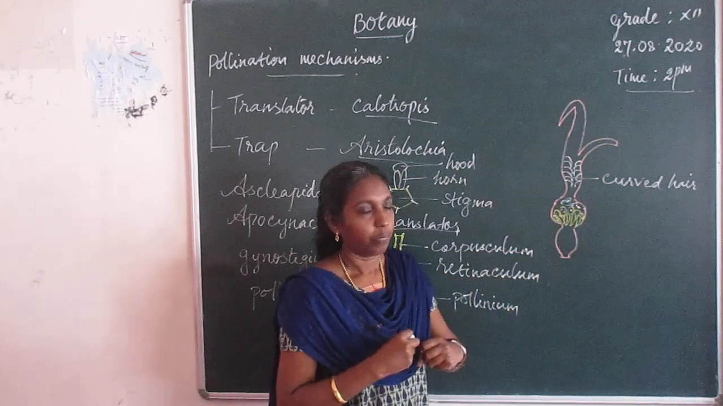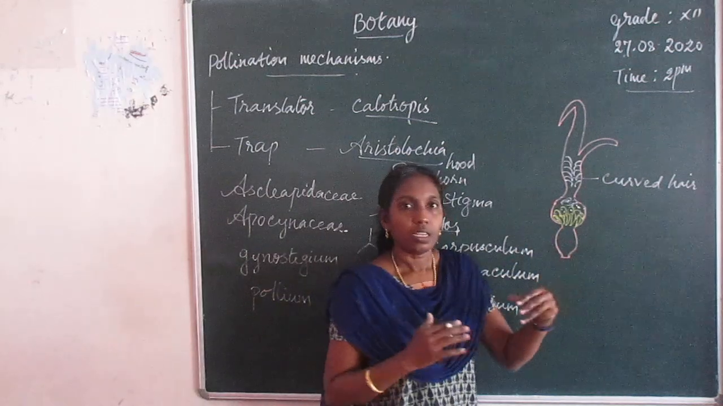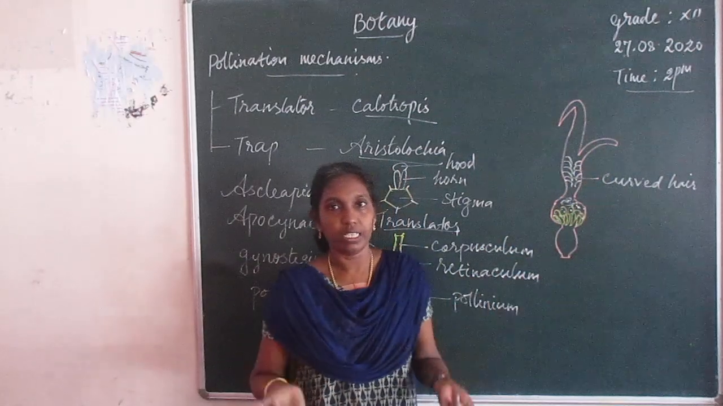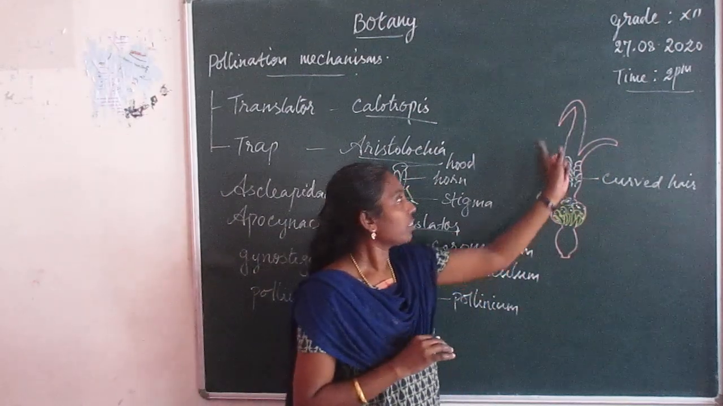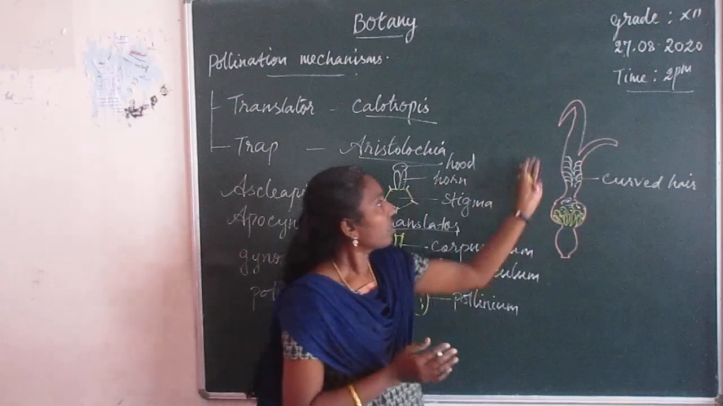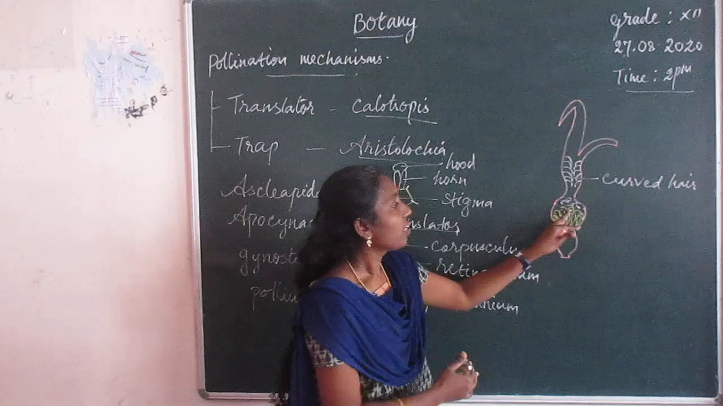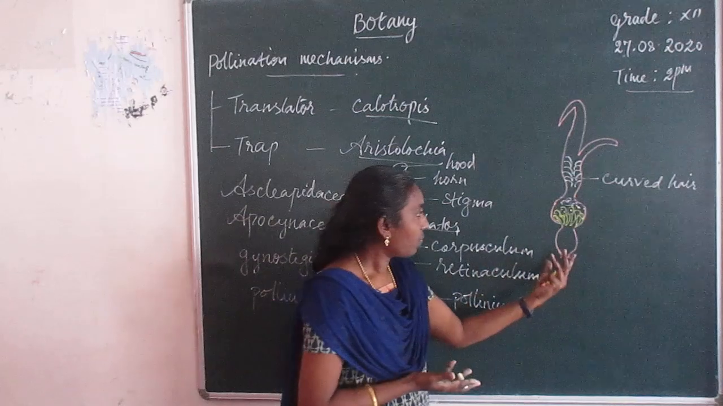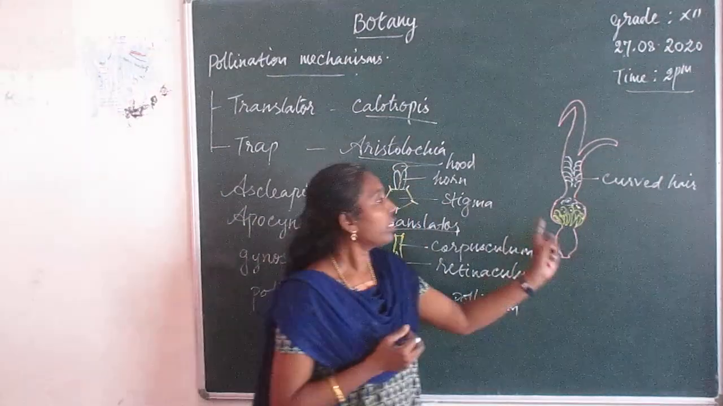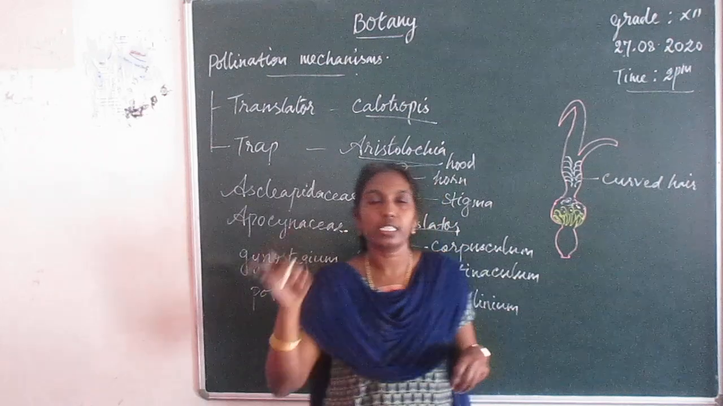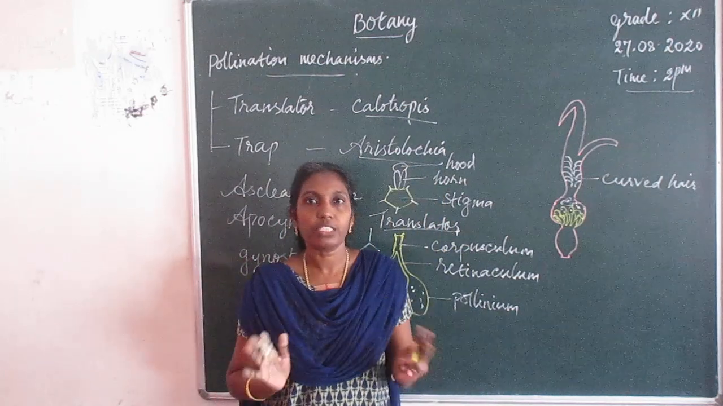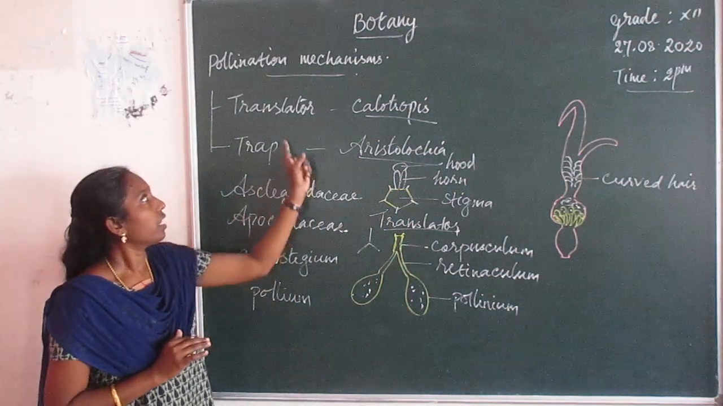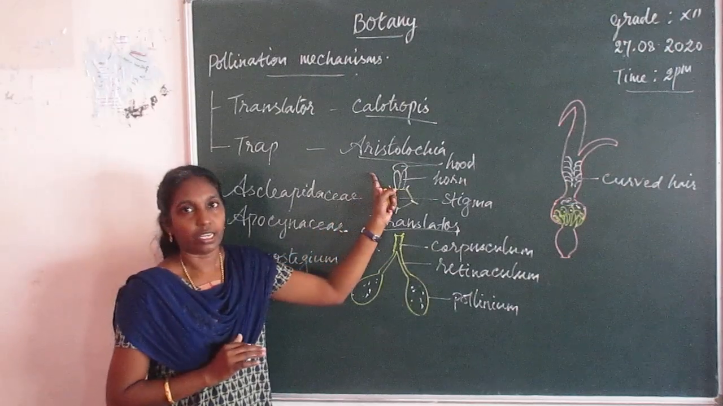So it is trapped. What happens? Later, when the androecium ripens, the perianth also withers. When it withers, the perianth turns upside down, and the flies come out of the flower with pollen. When they go to the next flower, these pollens are dusted on the stigmatic surface and effective pollination takes place. So these are two very interesting mechanisms observed in Calotropis and Aristolochia.